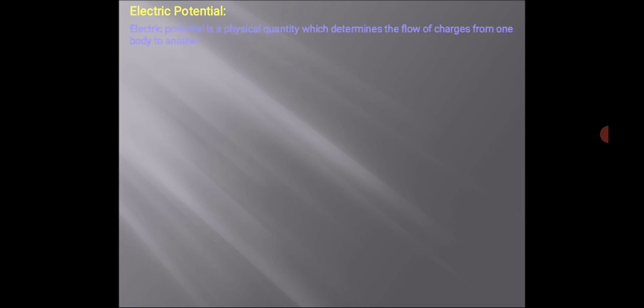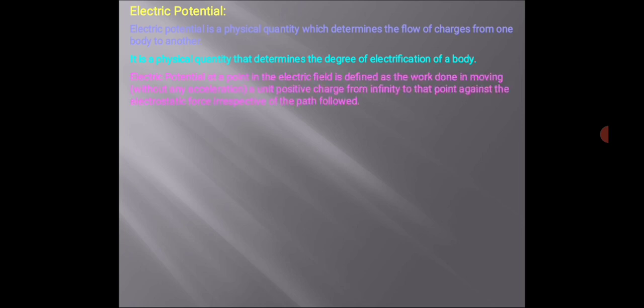Electric potential is a physical quantity which determines the flow of charges from one body to another. So this is the definition of electric potential. It determines actually the flow of charge, or we can say the point from which the charge flows and the point where the charge is going. It is a physical quantity that determines the degree of electrification of a body.